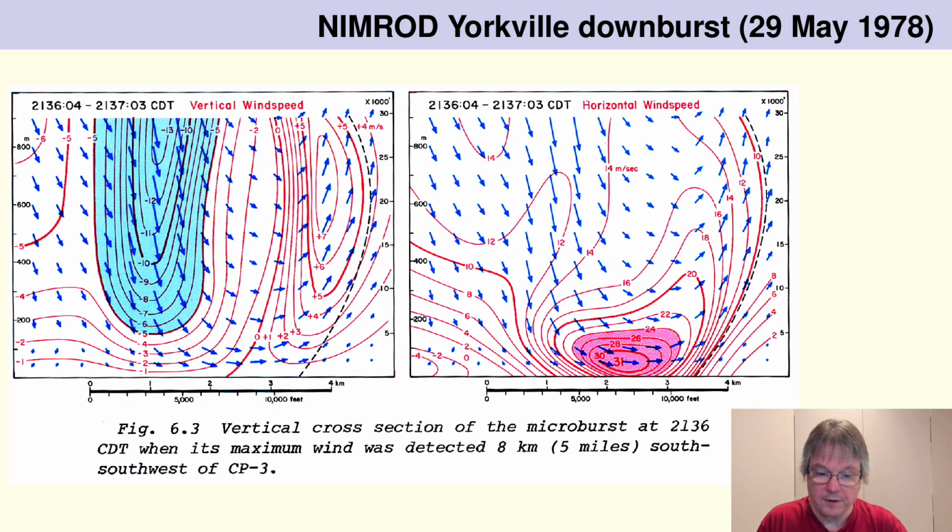So here's some observations from radar of one of the Nimrod downbursts. On the left is a vertical cross section showing you the winds in the vertical plane that this slices through. You see the blue indicating downward winds exceeding 13 meters per second towards the ground at, say, about 800 meters above the ground. Strong downdraft, it's not symmetric. It leans a bit towards the right.